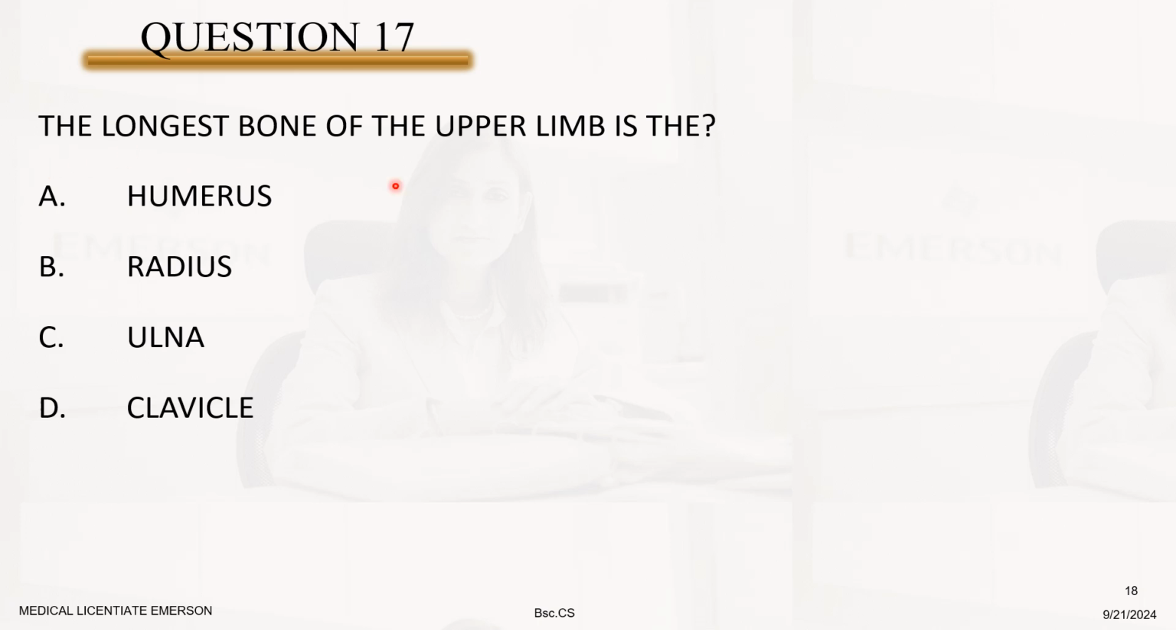Then, the longest bone of the upper limb is. This is also one of the easiest questions here. You have the humerus, the radius, the ulna, and the clavicle. Which one is the longest bone of the upper limb? Of course, it's the humerus.